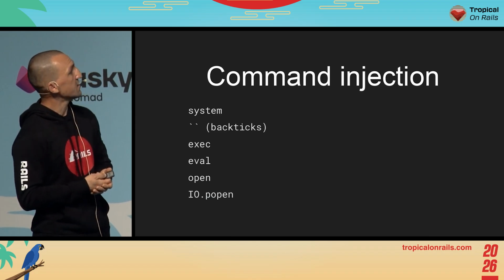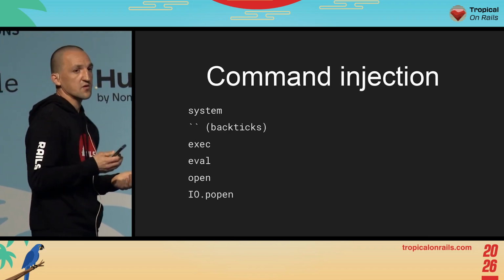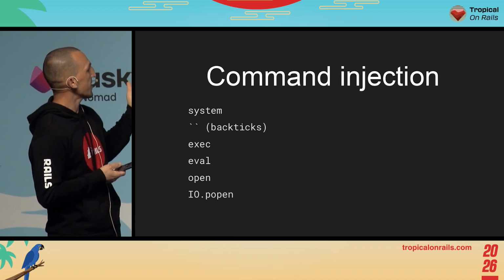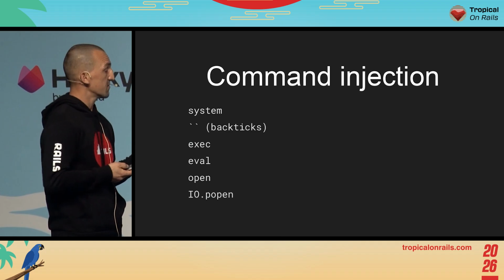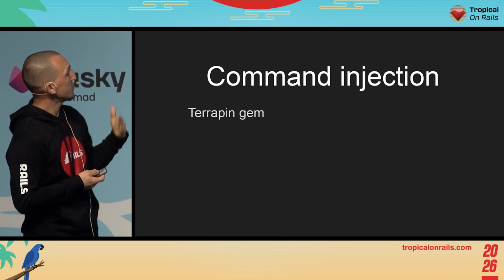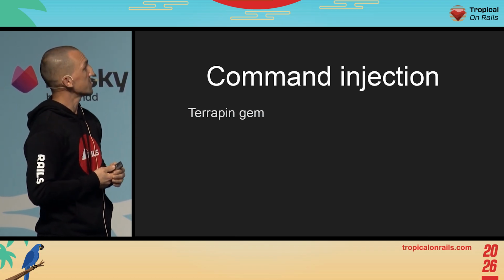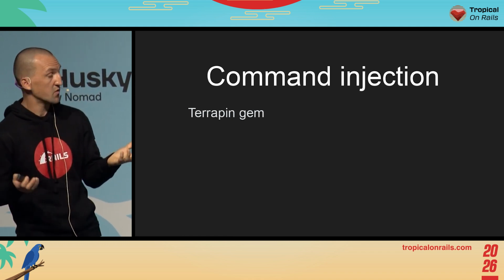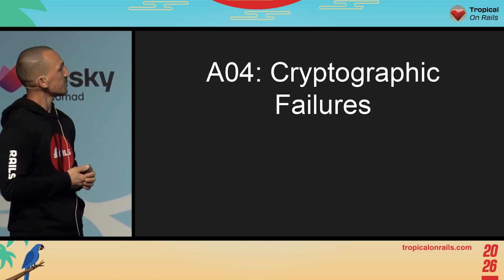And the next injection attack is command injection. So this one happens when you pass user-controlled data to any of these methods: system, the backticks, exec, eval, open, or IO.popen. If you have to do such a thing, you need to call a shell function with whatever user-supplied data. The best is to use the Terrapin gem. This one uses argument interpolation, which is quite safe, and it's pretty easy to use. It's from ThoughtBot, so it's a well-known company. I think this is a really good gem to use for such things.